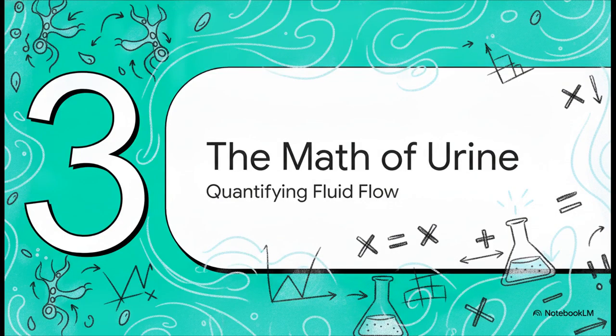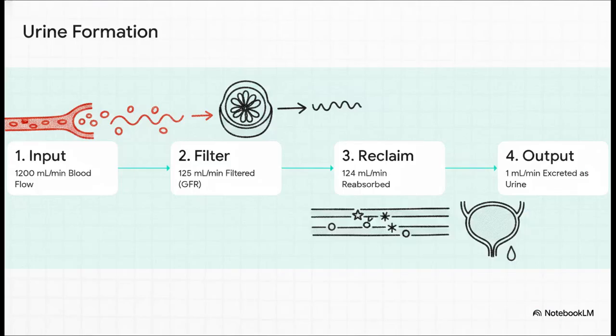Section 3, the math of urine. Let's quantify this fluid flow. We can actually break this complex assembly line down into 4 logical sequential steps. Step 1 is the input, right? The raw blood flowing into the system. Step 2 is the filter, governed by the glomerular filtration rate. Step 3 is reclaim, where the body grabs back what it still needs through reabsorption. And step 4 is the final output, the actual urine. Keeping this simple 4-step sequence in mind makes the genuinely astonishing mathematical realities of urine formation make perfect sense.